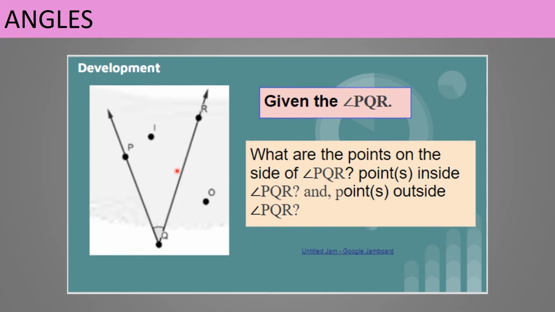Next, we can have this figure given angle PQR. So what are the points on the sides of angle PQR? We have here point Q, point R, and point P. So they lie on the sides of the angle. Now, what will be the point or points inside angle PQR? We only have one point inside the angle PQR, and that is point I. And then what will be the point outside the angle PQR? So we have the point O.